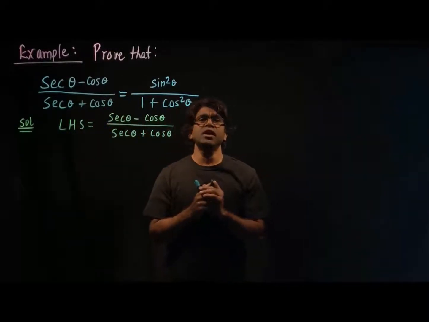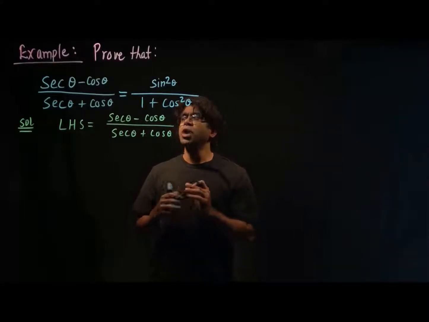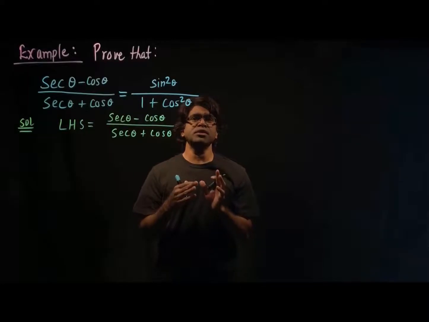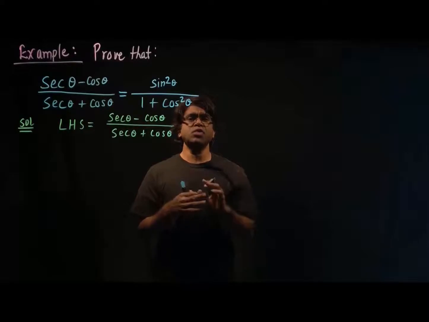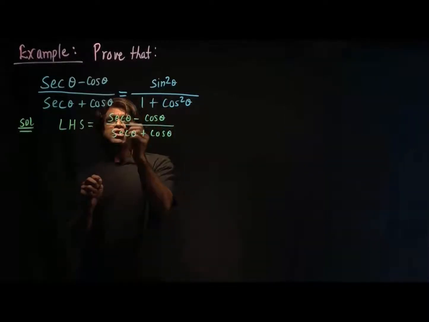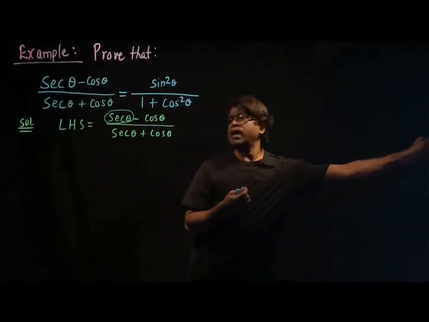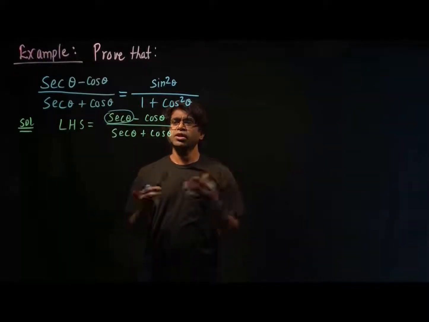Just to remind you, whenever I solve a problem related to trigonometric identities, I try to convert everything into sine, cosine and tangent. So if I have any trigonometric ratio that is cosecant, secant or cotangent, I try to convert it into sine, cosine or tangent. Over here, I have secant theta, so instead of writing secant theta, I would like to convert it into sine, cosine or tangent.